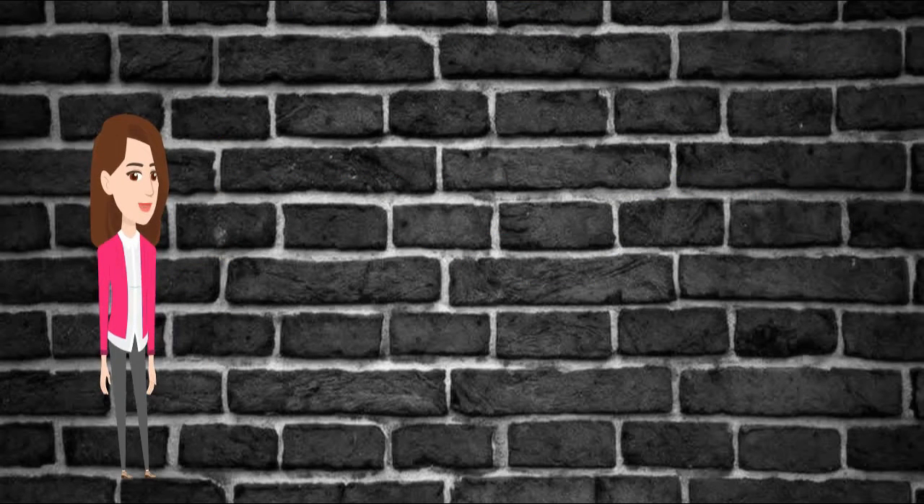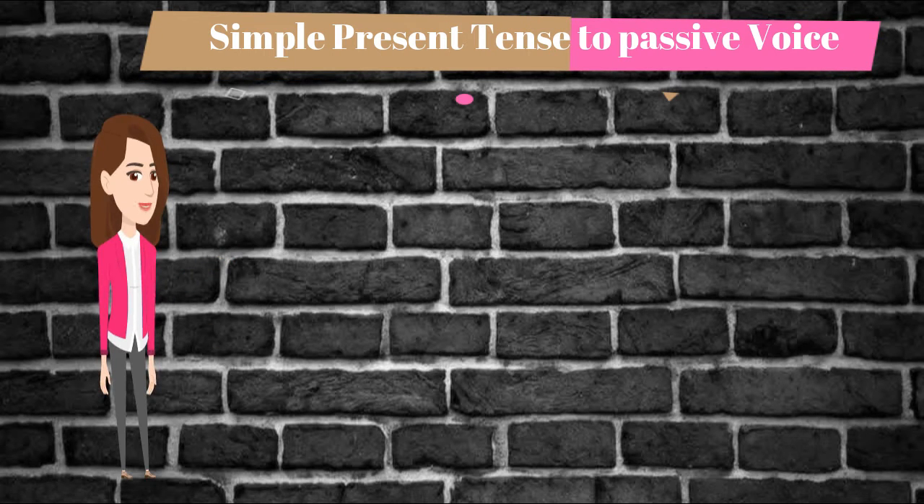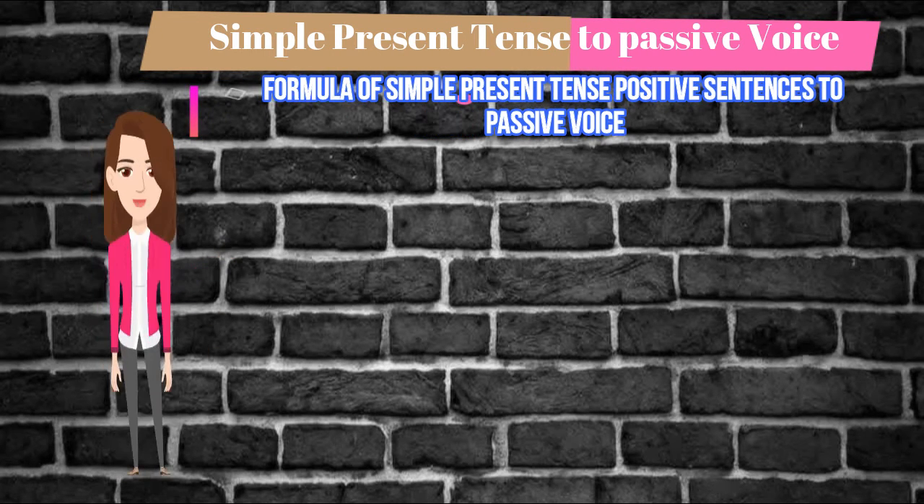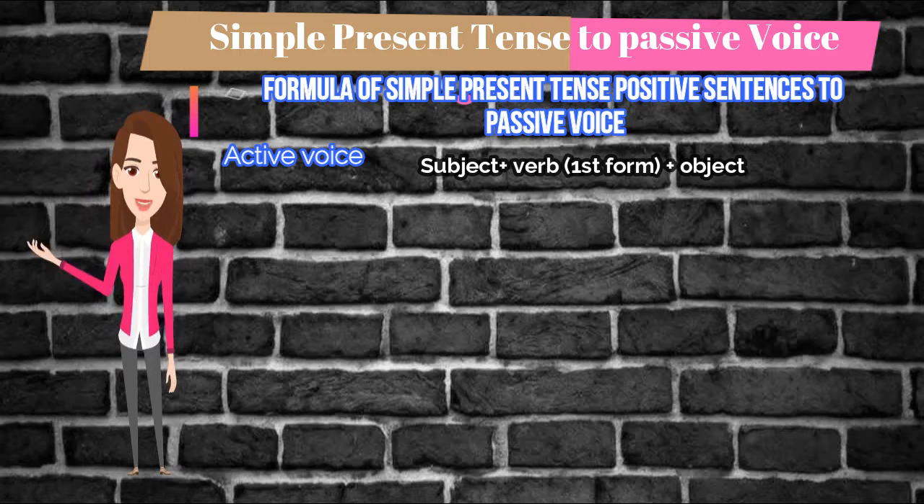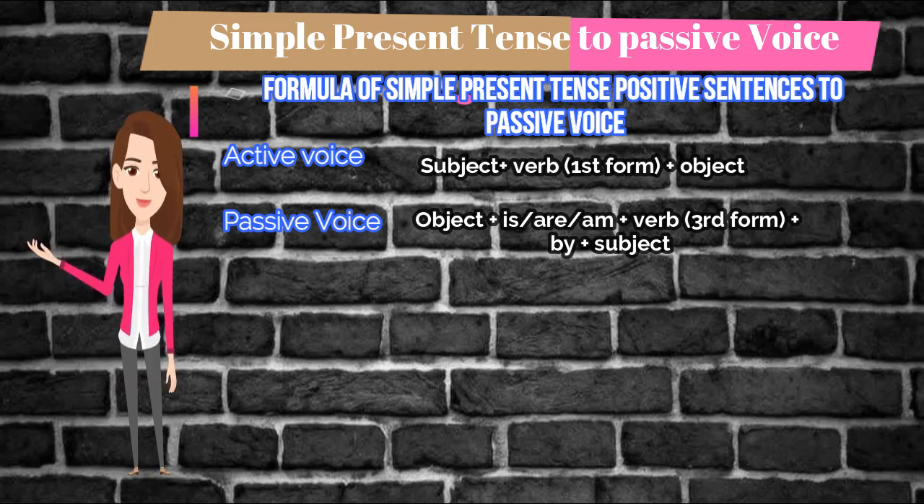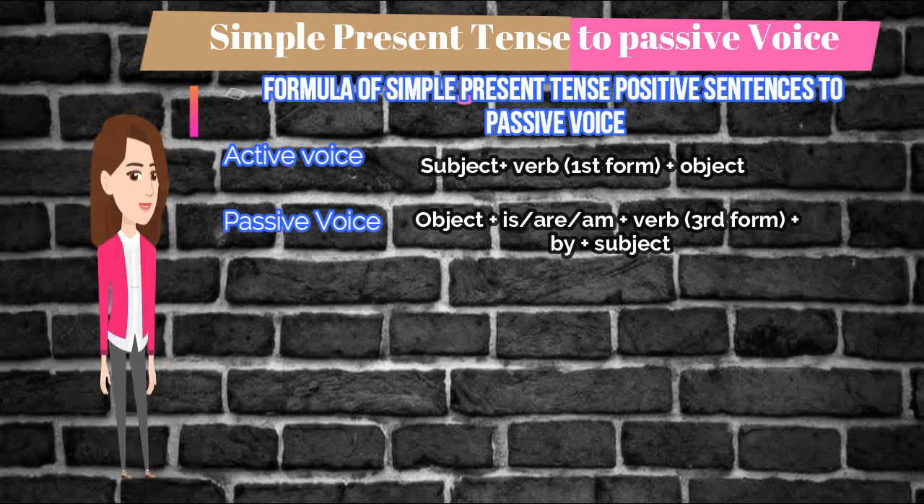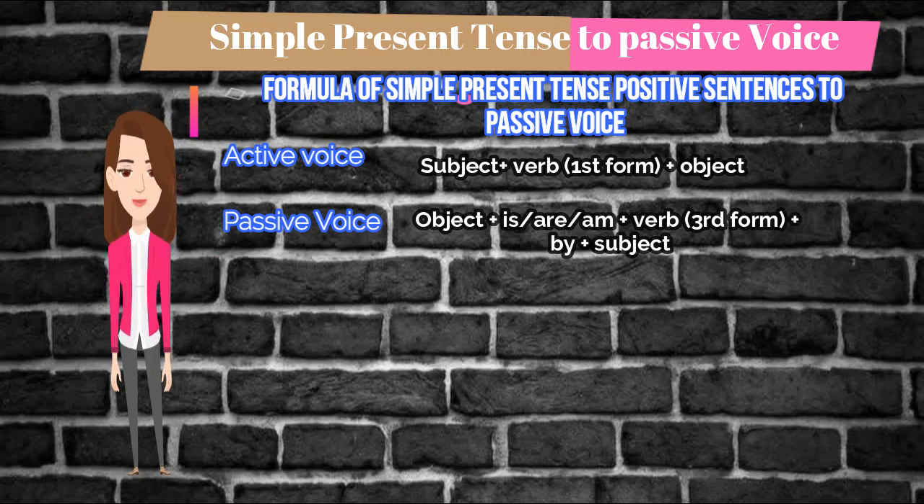Now let me explain the passive voice sentence making formula of simple present tense. Firstly, replace the object with subject and subject with an object, which is the first rule of active to passive sentences. Secondly, place helping verb is, are, am according to subject right after the subject. Lastly, change the first form of the verb to third form and also put by before the converted object.